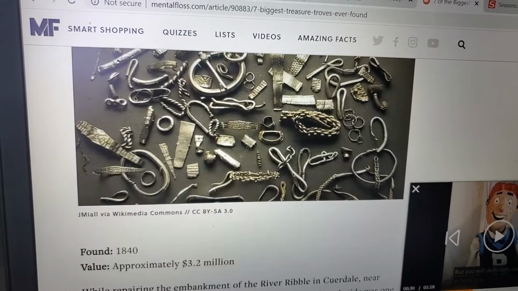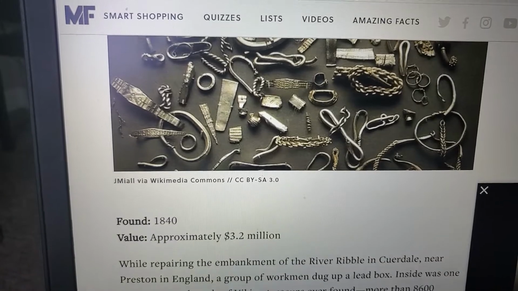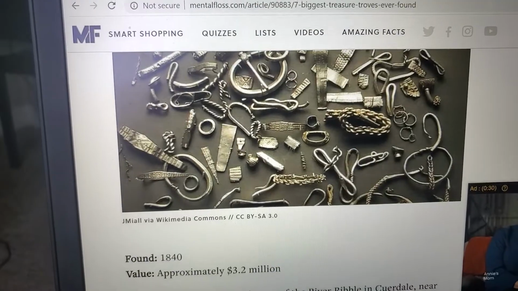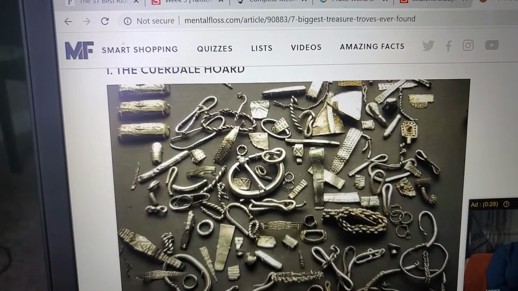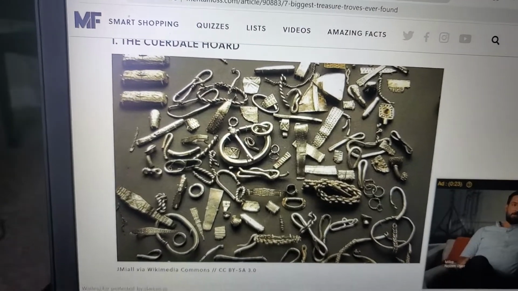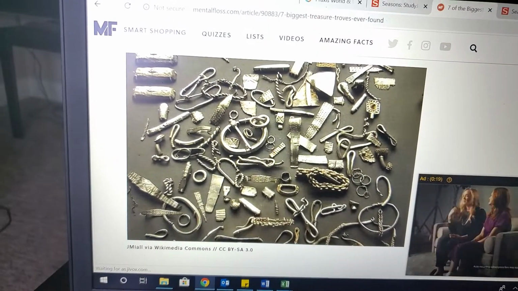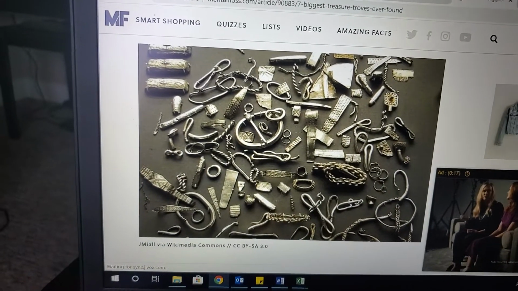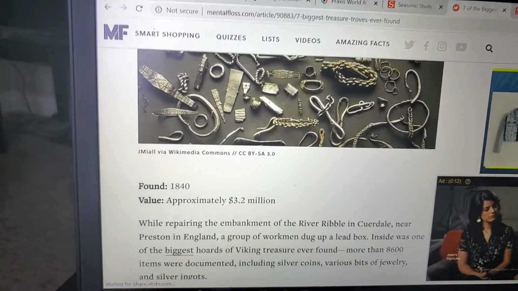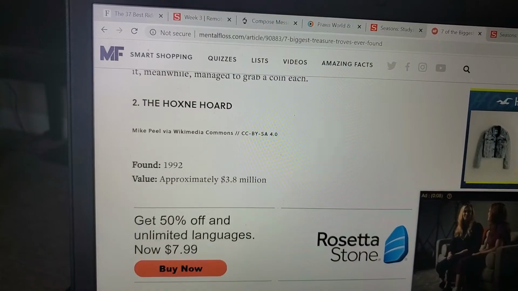This particular treasure was found in 1840 and is worth almost $3.2 million. Some workers found some pieces of silver and iron in a riverbank that they were working on. So they found some coins and took them to the mayor, and they discovered that it was an actual treasure, and they were able to dig it up, and it's now on display in England. And the workers did get to keep one of the silver coins each, which is kind of cool.